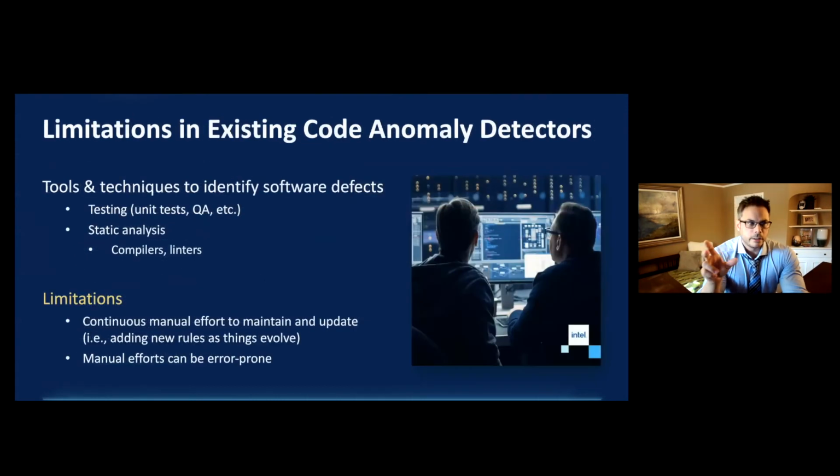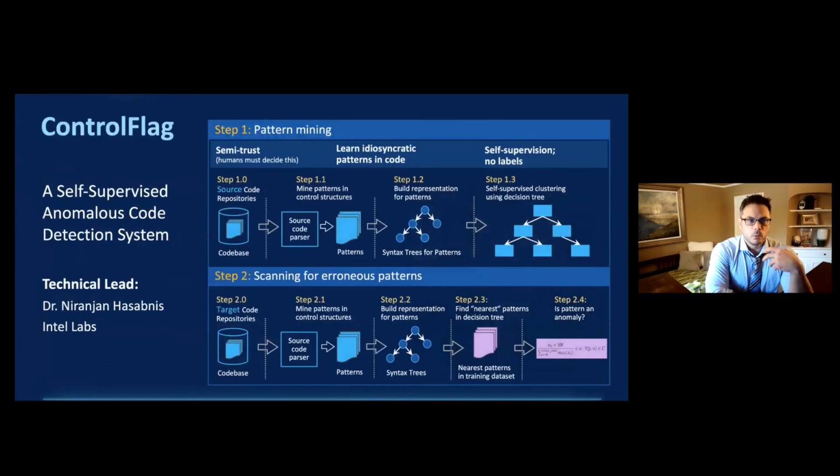Now there are existing code anomaly detectors. These systems have been around for decades, but one of the core limitations is that they require continuous human effort to maintain and update. And as we all know, humans sometimes make mistakes. So how do we fix this? Well, we built this system called ControlFlag. We published this at MAPS earlier this year. We invented it at the end of last year, and we just open sourced it last week.